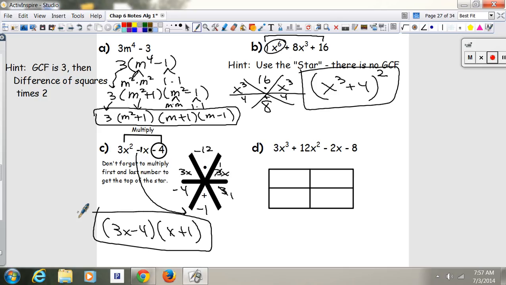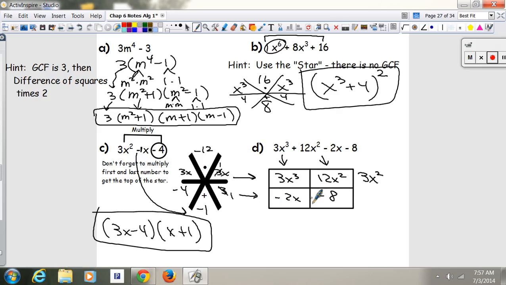D is 4 terms, so you're just going to put them in the box. 12x squared, negative 2x, negative 8. You just put one term in each square and just look for GCF across and look for GCF down. So across the top, they can be divided by 3 and x squared.